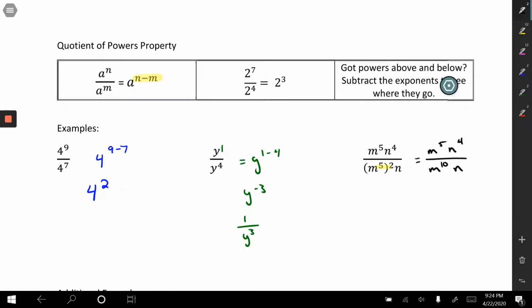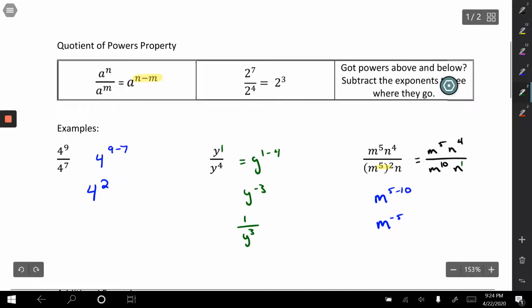Now I have these same bases on the top and the bottom, so I will be using my quotient rule. Because I have 5 and 10 on those m's, 5 minus 10 will end up in having m to the negative 5 power. And then taking a look at the n's, I have n, and remember, if I don't see an exponent, it's 1. So I have n to the 4 minus 1. 4 minus 1 is 3.